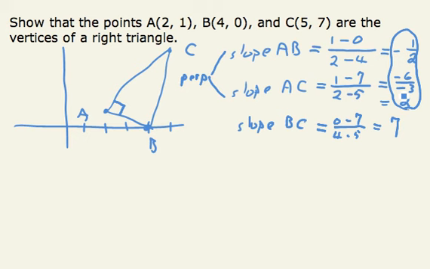Let's notice the other thing we could have done is to use the Pythagorean theorem. We could have found this distance, and that distance, and that distance, and checked that they satisfy the Pythagorean theorem.